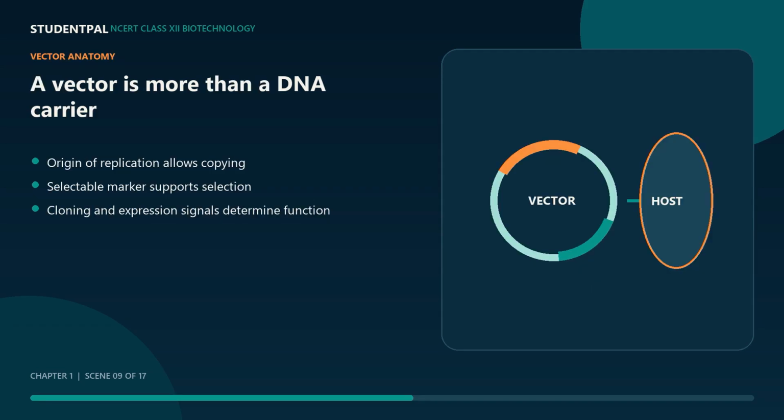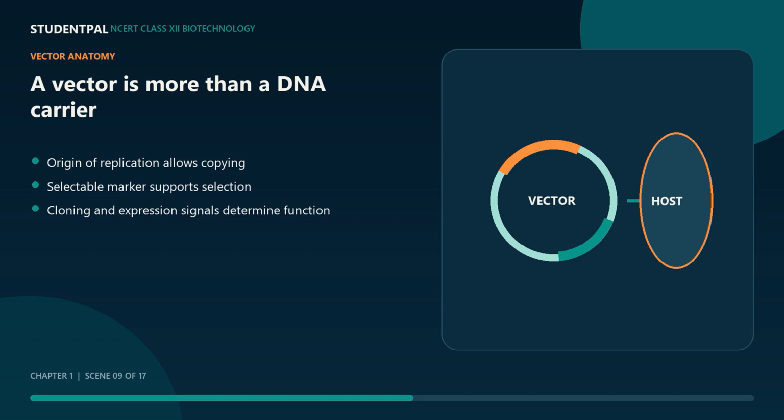A useful vector is an engineered DNA system. The origin of replication allows the vector to be copied in a compatible host. A selectable marker gives cells carrying the vector a trait that can be selected under defined conditions. A cloning region provides convenient sites for inserting foreign DNA. If the goal is protein production, an expression vector also needs a promoter recognized by the host, appropriate translation signals, a correct reading frame, and often a termination signal. Some vectors include tags or secretion signals to help purify the product.